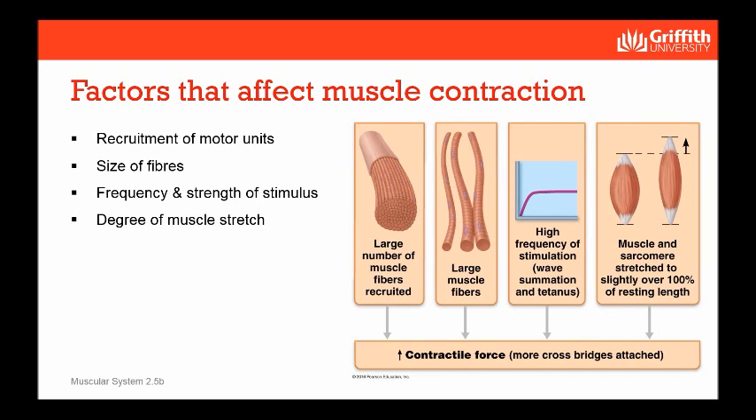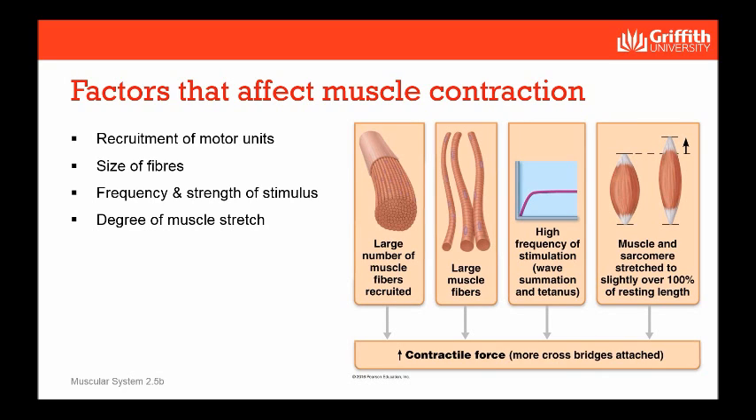Think about the overlapping of actin and myosin in the sarcomeres. If a muscle is stretched so much that there is no overlap of the filaments, the myosin heads have nothing to attach to and can't generate tension. On the other hand, if the sarcomeres are so compressed that the thin filaments interfere with each other, very little shortening can occur.